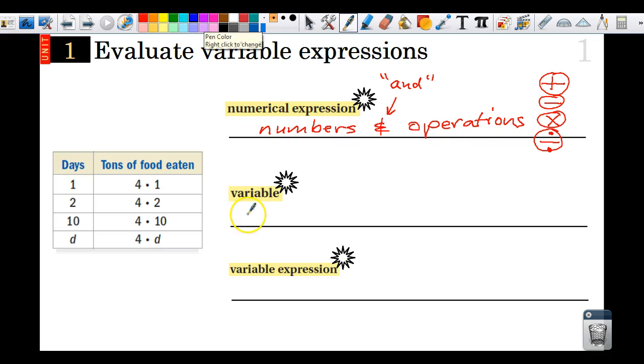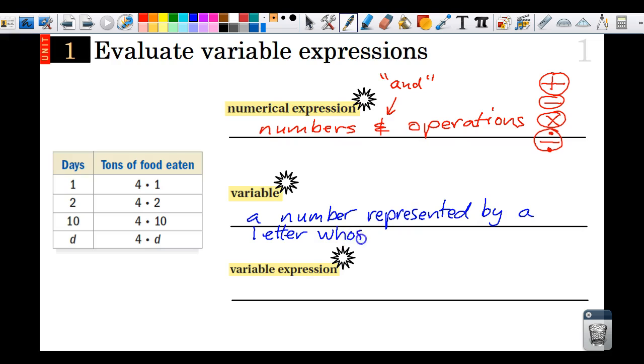A variable is a number represented, which means to take the place of, by a letter whose value is unknown. Okay, so for example, the variable in this expression is D because it stands for some number. It definitely is a number, but I just don't know what the value is.